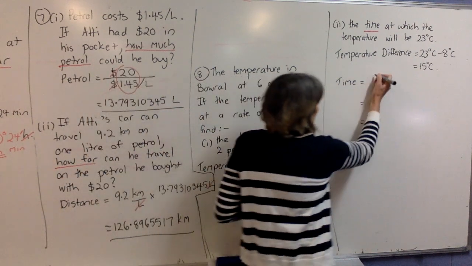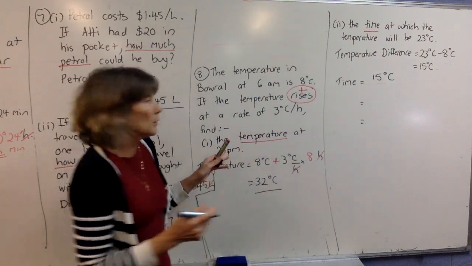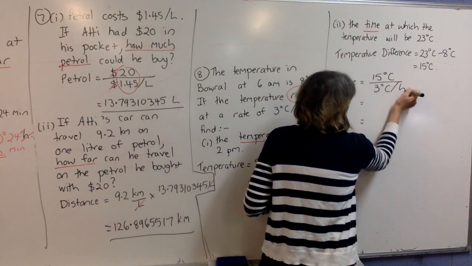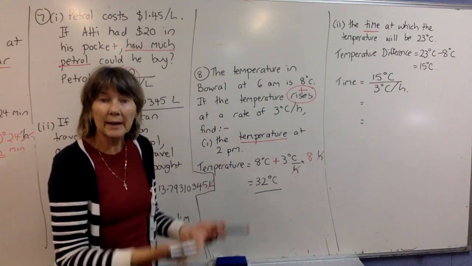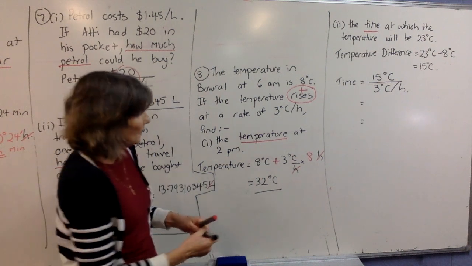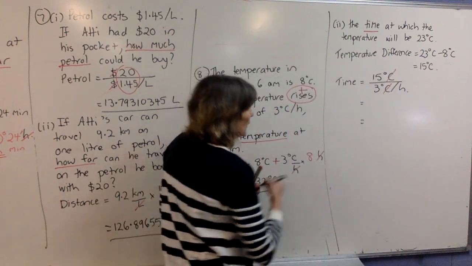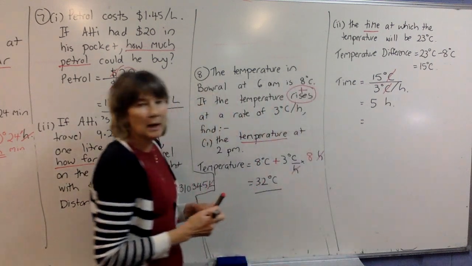Okay, so now we know that it goes up 3 degrees Celsius every hour. So we want to know how many lots of 3 go into the 15 to find out how many hours there will be. Okay, so if we do 15 over 3 on your calculator, you're going to get an answer of 5, and we've got 5 hours.